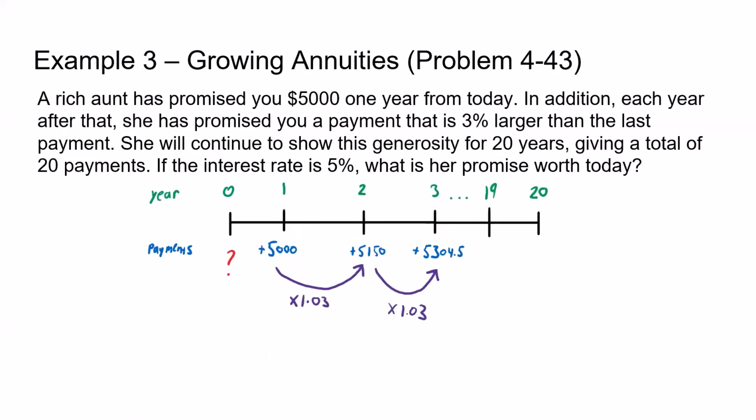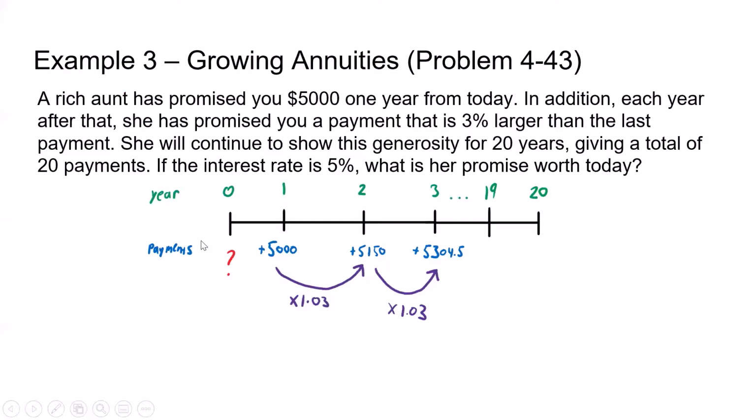This is problem 4-43 from the textbook. A rich aunt has promised you $5,000 1 year from today. In addition, each year after that, she has promised you a payment that is 3% larger than the last payment. She will continue to show this generosity for 20 years, giving you a total of 20 payments. If the interest rate is 5%, what is her promise worth today? If we drew a timeline to visualize this question, we can see it's a growing annuity. Our first payment is in year 1, which is $5,000.